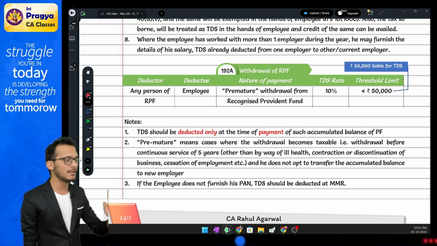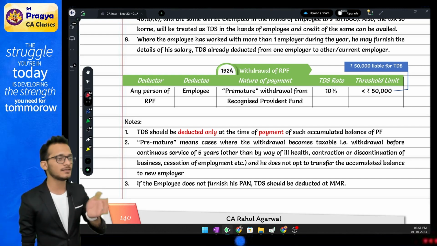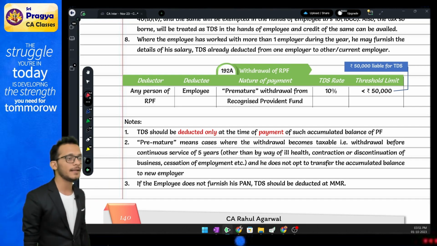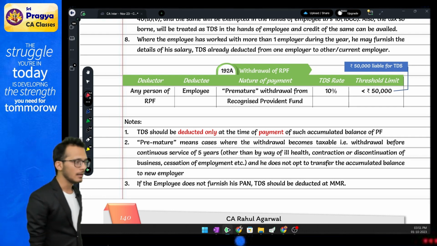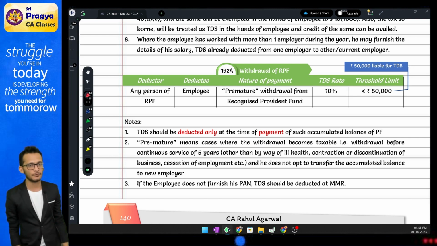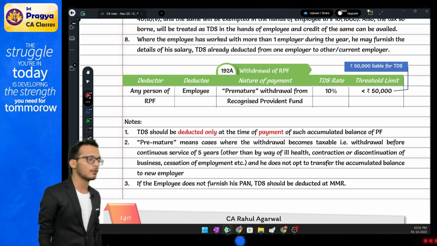MMR is maximum marginal rate, which in income tax is 30 plus 37 plus 4. Highest tax rate, highest surcharge rate, highest cess rate. 30, 37 and 4, which will become 42.744. 42.744. Yes or no? Yes.